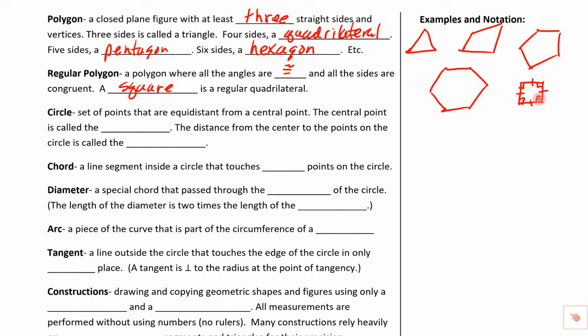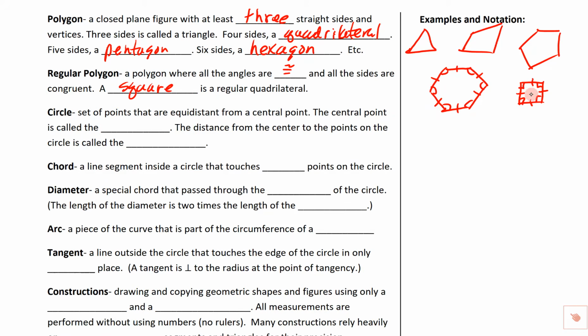And this is the way we mark those. So I'm going to mark this hexagon up so that it's a regular hexagon. I'm going to put an arc in each one of these. So that's going to tell anybody looking at it, even if I didn't draw it perfectly, that all of those angles are congruent and all of those sides are congruent. So that's going to make a regular hexagon. And then a square is a regular quadrilateral.